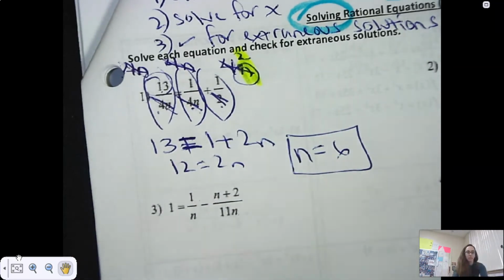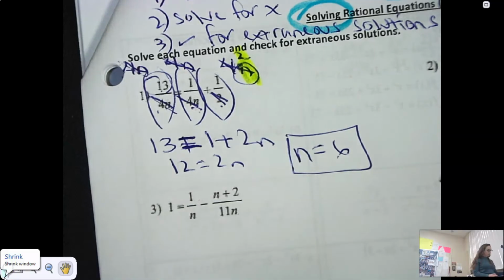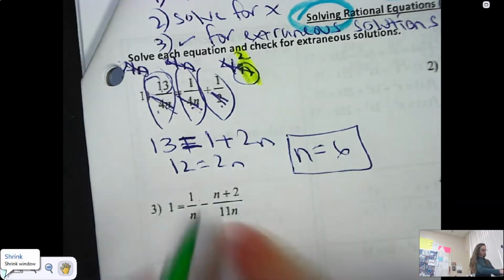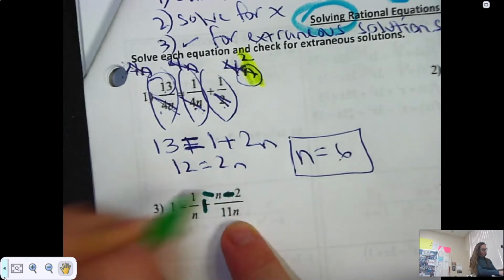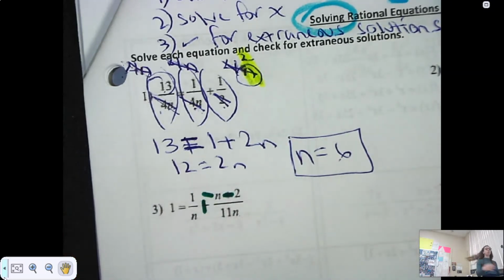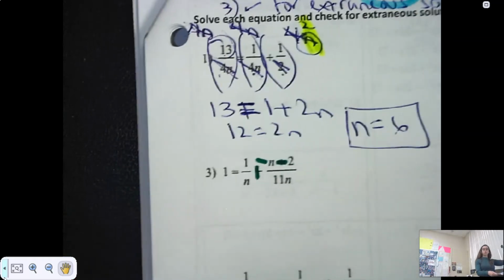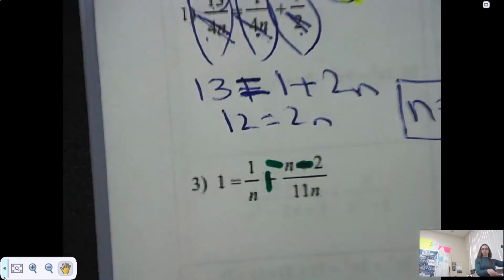Ready for real solving? So let's try the next one. You know this one, as soon as I see a subtraction, change the signs of everything to the right. Do that first. If you don't do it, you'll forget it. Then you'll think the 2 is positive, and then you'll get the wrong answer.